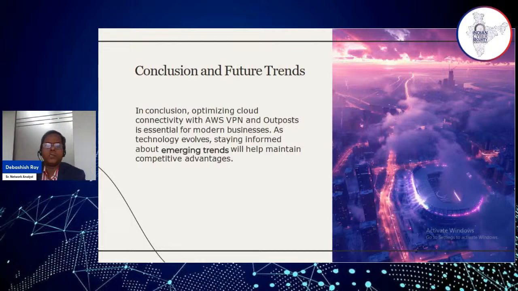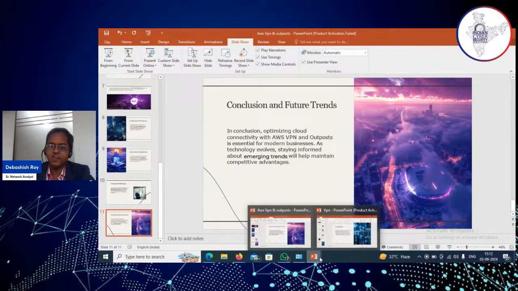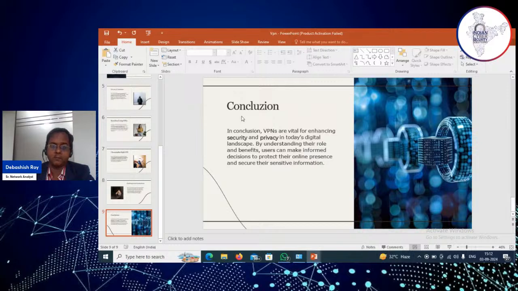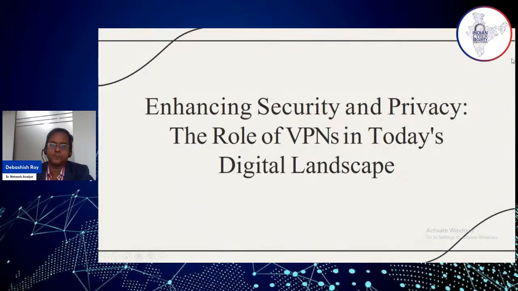So we can conclude here that optimizing cloud connectivity with AWS VPN and Outpost services is very essential for modern businesses. And as the technology evolves, staying informed about emerging trends will help maintain competitive advantages here. Now, this was about the AWS VPN, and we will learn more about this VPN. Actually, what is the VPN in today's cloud or digital landscape?